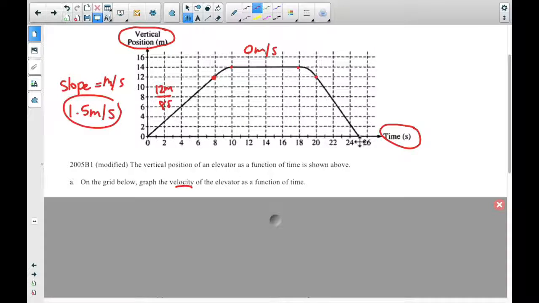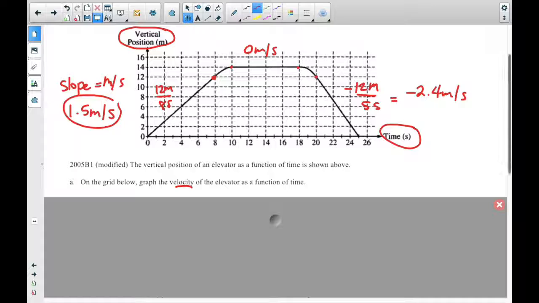Then the last section has a negative velocity, it's going down. It is down 12, and it takes 5 seconds to do that. So I divide that out, and I get negative 2.4 meters per second in this section of the graph. Now, the pieces that are curved, I'm going to talk about those in just a minute.